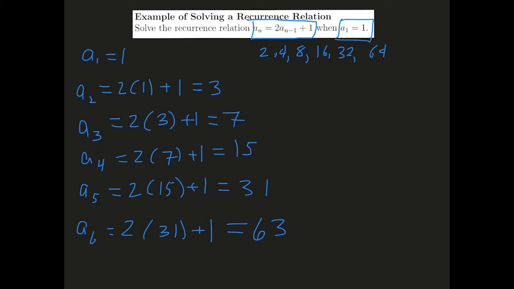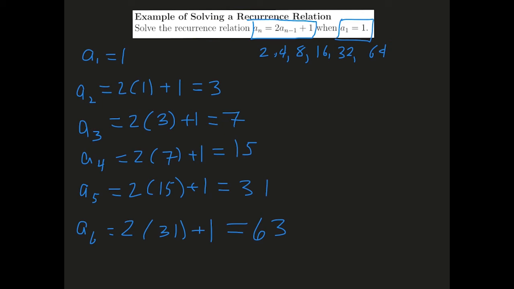Instead of a 2, we have a 1. Instead of a 4, we have a 3. Instead of an 8, we have a 7. Instead of a 16, we have a 15. Instead of a 32, we have a 31. Instead of a 64, we have a 63. So it looks like it's powers of 2, but 1 less.